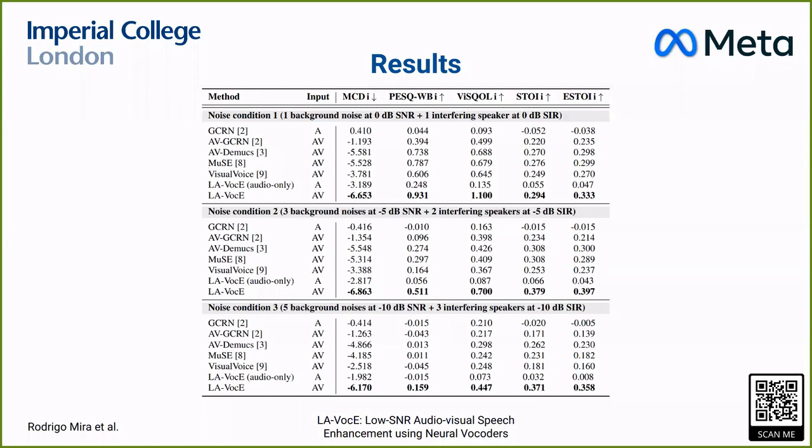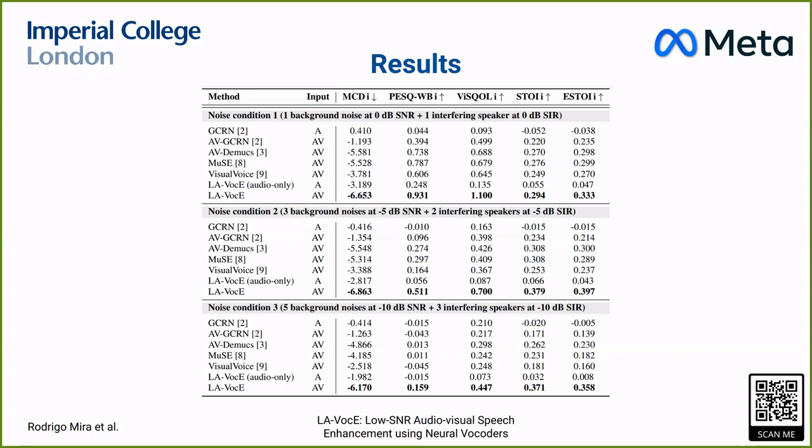We now move on to our results. As mentioned in our title, we focus on low SNR scenarios, that is, scenarios where the interfering noise is in fact louder than the original clean speech, making the enhancement task much more challenging. For our comparison with other works, we present 3 different noise conditions, ranging from least to most noisy. We measure the improvement between noisy and enhanced audio on multiple established metrics, such as PESQ and STOI, and find that, while other methods achieve substantial improvements, LA-VocE clearly achieves state-of-the-art performance for all noise conditions.